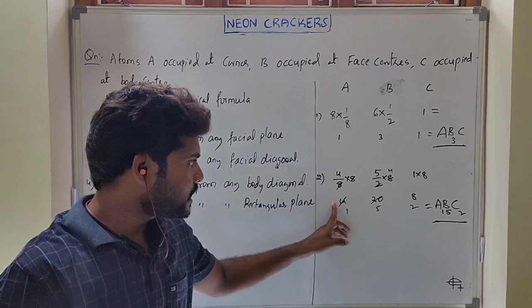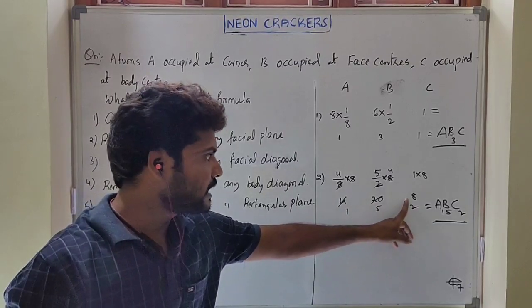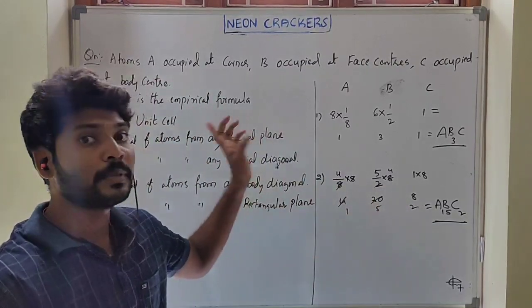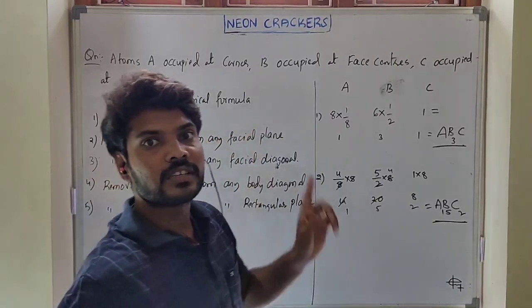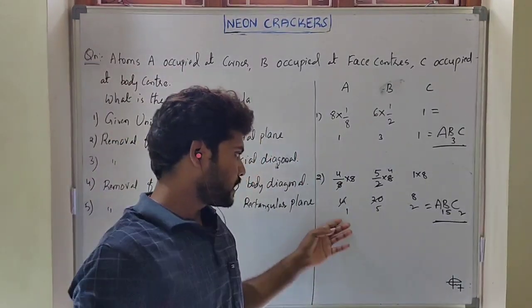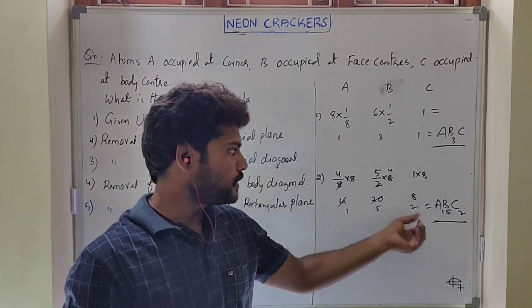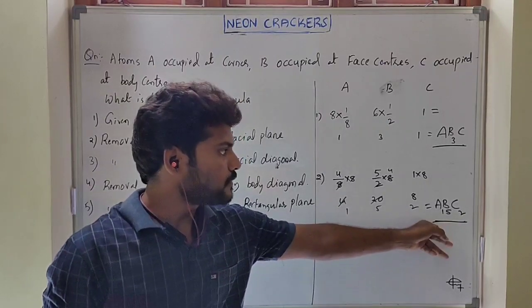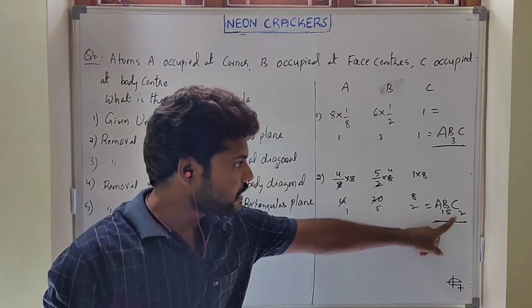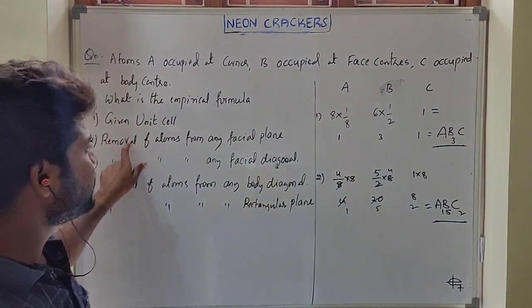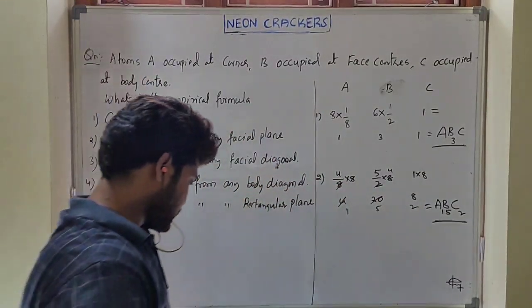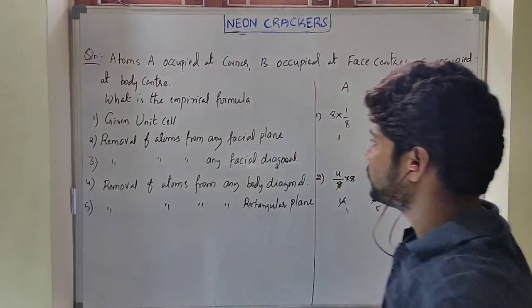We can write this one also as A4, B20, C8. That is not the empirical formula, because the empirical formula is nothing but the least ratio of atoms. So if you simplify again, you get 1, 5, 2, and this is the least ratio of the given atoms. So that's why this is the empirical formula of the second condition, right? Next, let's see the third, fourth, fifth. So remember this one.